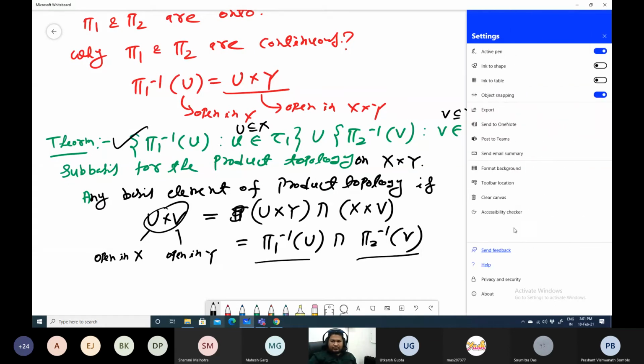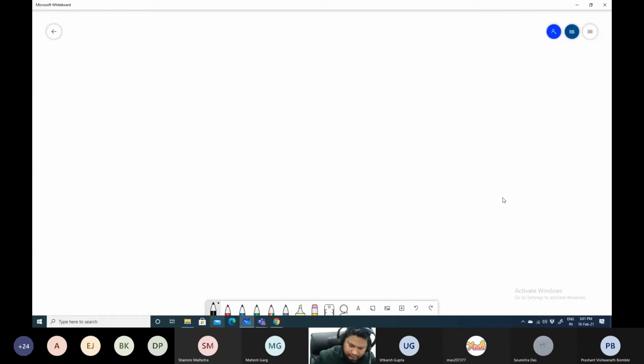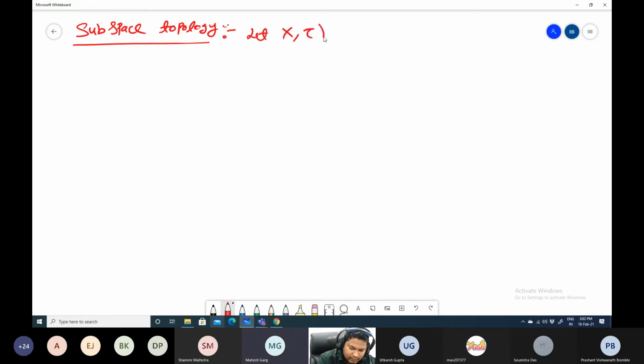Fine. Now we define another one, that is subspace topology. So what is subspace topology? Now let X, tau be a topological space.